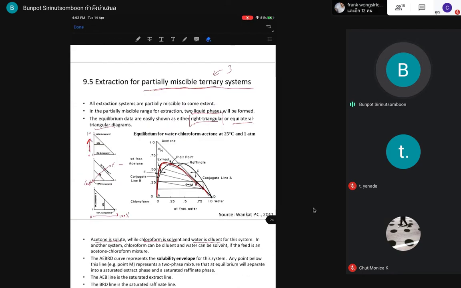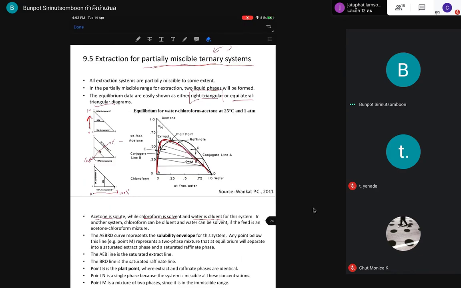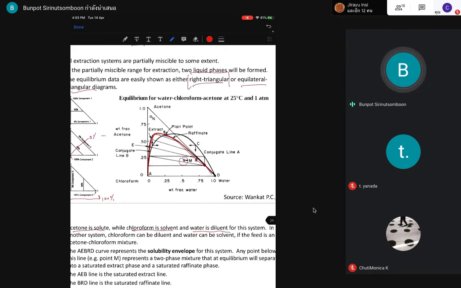Yeah. So just like it says here, point M, point N. Point N is in a single phase. Okay, and point M is in a two phase mixture, and this is where we can work.